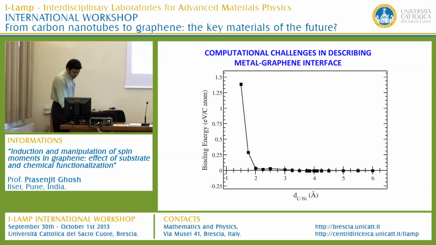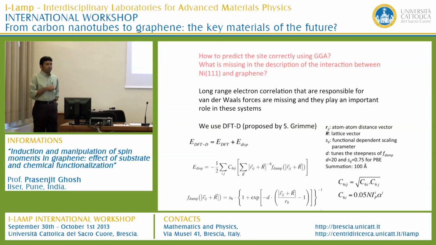The reason for this can be attributed to the following cause. The interaction between nickel and graphene is a subtle balance between chemisorption and physisorption. And in standard GGA functionals, the long-range van der Waals interactions are not included. That's the reason why GGA doesn't show any binding.